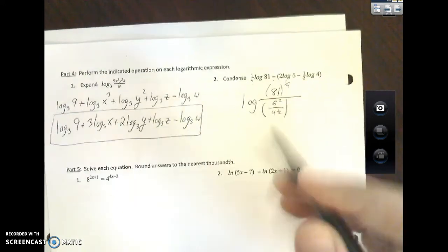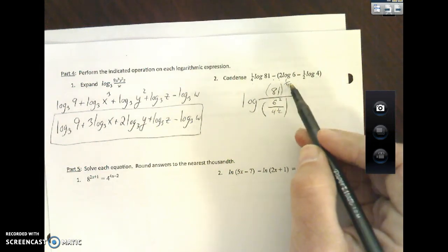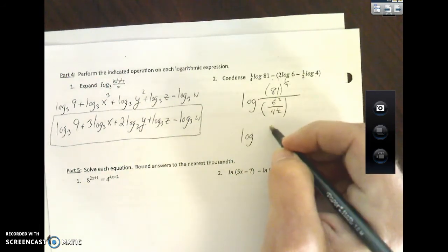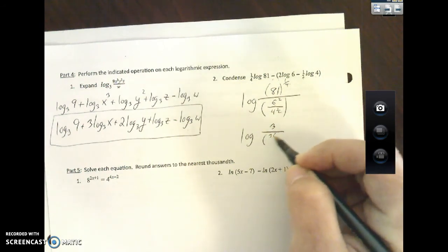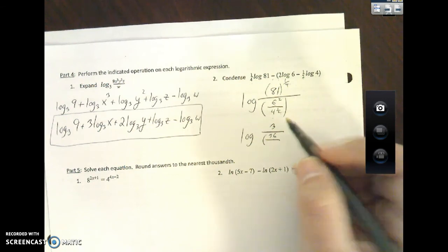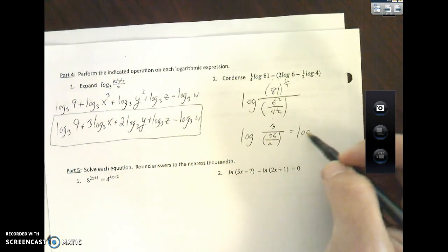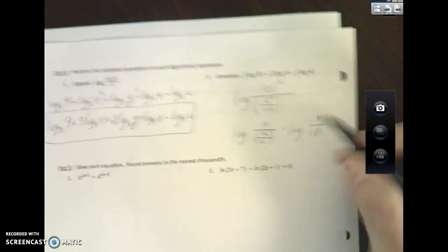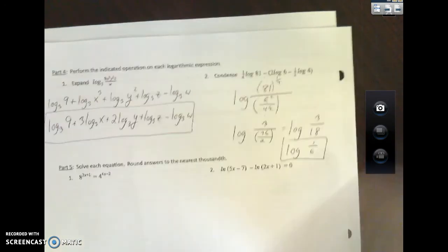Now this might be really freaking you out right now, but take your time and just stick with what you know. 81 raised to the 1/4 power, which you may use a calculator for, but you guys should know that's the 4th root. The 4th root of 81 means 3. Down low, 6 squared is 36. 4 raised to the 1/2 power means square root, which is 2. Just clean this up down here. Log 3 divided by 36 divided by 2 is 18. Okay? And then 3 over 18 can be reduced down to 1/6. And you're all set.